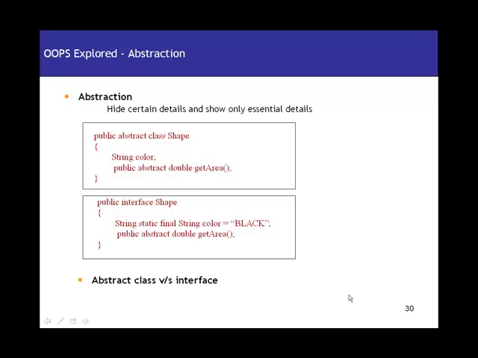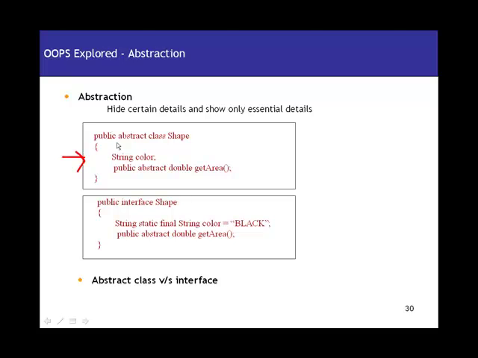Okay. If you have a look at the current slide, I've got two boxes out there with some code in it. In the first box, I have a class called shape, public class shape, which is abstract. So this is an abstract class, right? Within this class, I've got an attribute called color, which talks about the color of the shape. It has also got a method called getArea, which is again public, and it returns a double.